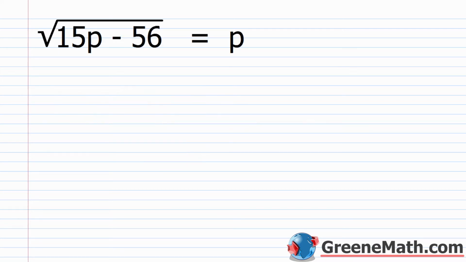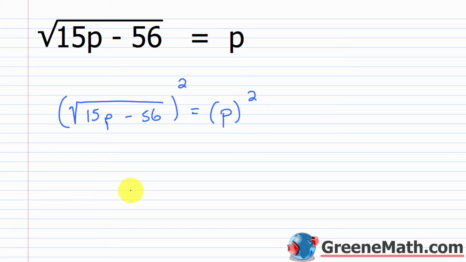Let's look at one that's a little bit more challenging. So we have the square root of 15p minus 56 is equal to p. The radical, again, is isolated for me. So I'm again going to square both sides. I'm going to square this side, and I'm going to square this side. If I square this, this cancels with this, and I'm left with the radicand. So I'm left with 15p minus 56, and this equals p squared.